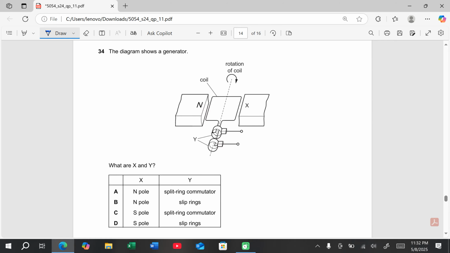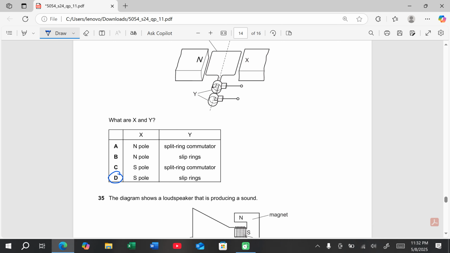In 34 it says what are X and Y. X is the south pole because they both should not be the north pole, and Y should be slip rings. That's not split rings. Split rings are in a DC motor, and there are only 2 of them, split apart. These are complete rings, so that's slip rings.